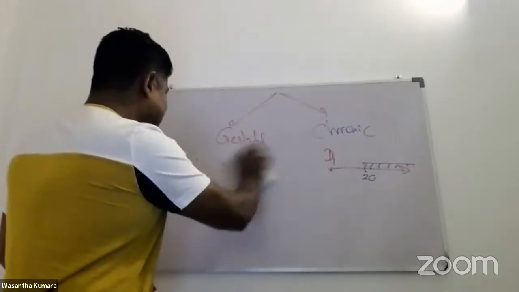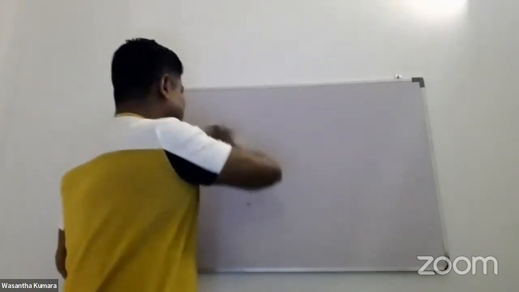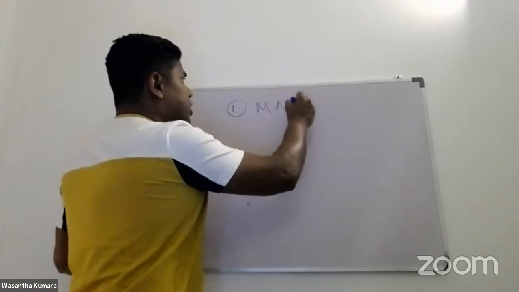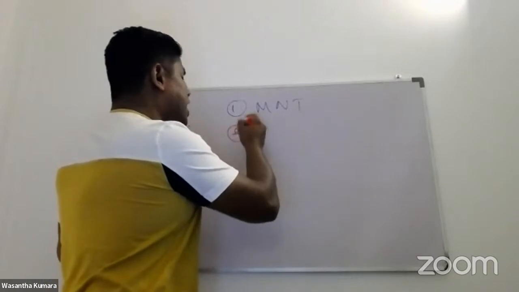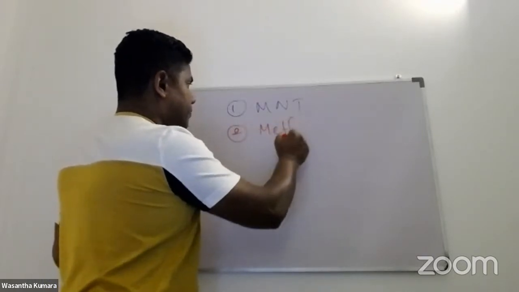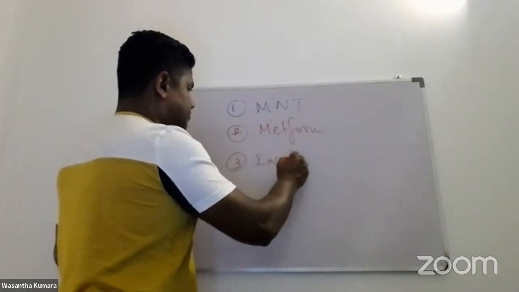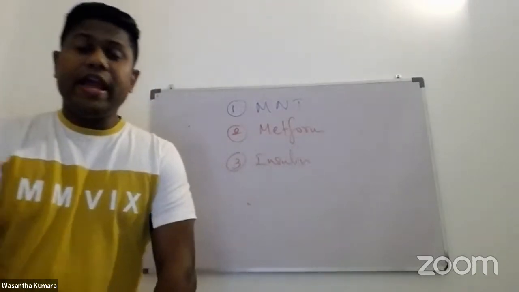Okay. So having said that, when it comes to management, there is not much difference whether you have chronic diabetes or gestational diabetes. Right. So when it comes to management of diabetes, you have three options. That is medical nutrition therapy, oral hypoglycemic, that is metformin, and the third line is insulin. Medical nutrition therapy, metformin, and insulin.